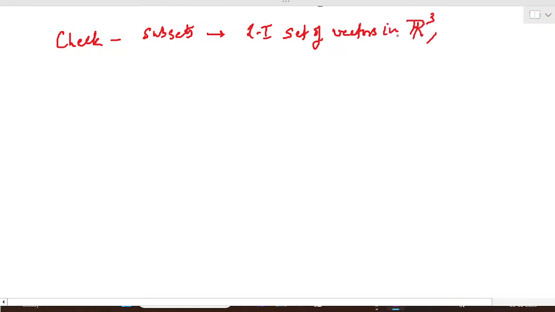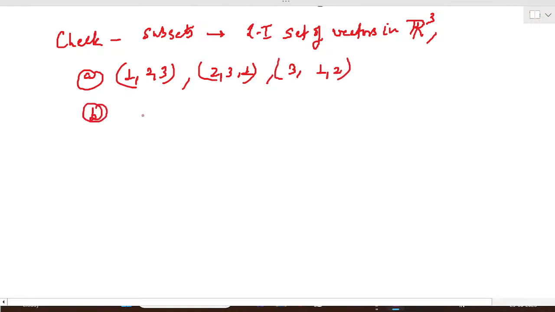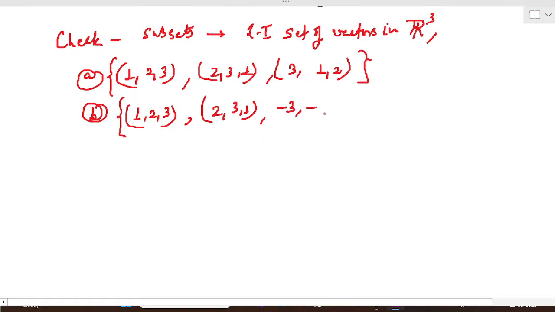Okay, just check which of the following subsets forms a linearly independent set of vectors in R cube. Let us say option A is given to you: (1, 2, 3), (2, 3, 1), and (3, 1, 2). This is just an exercise for you, just do it very fast. Then option B given to you is (1, 2, 3), (2, 3, 1), and then you have (-3, -4, 1).